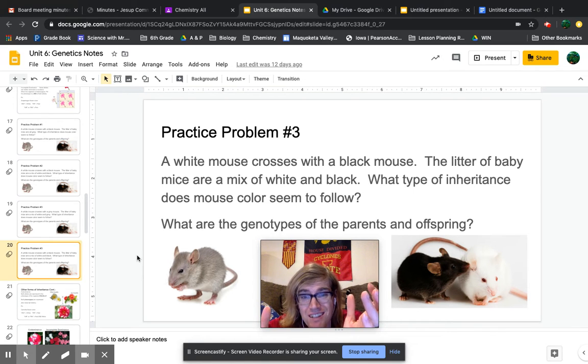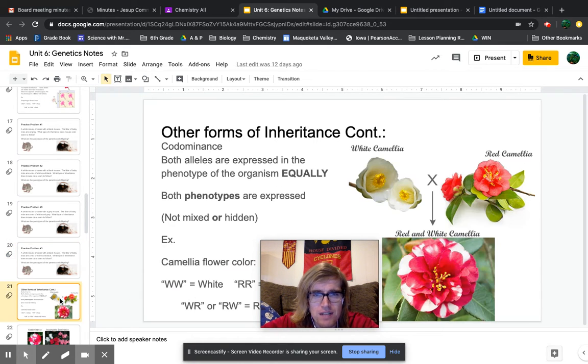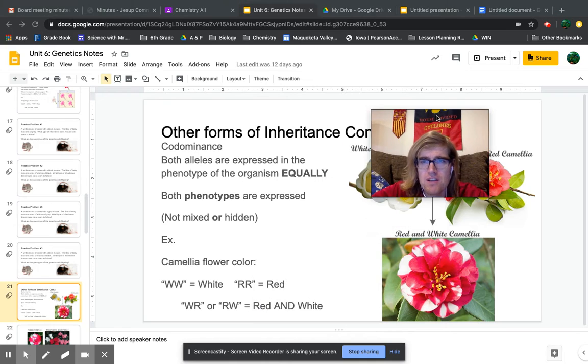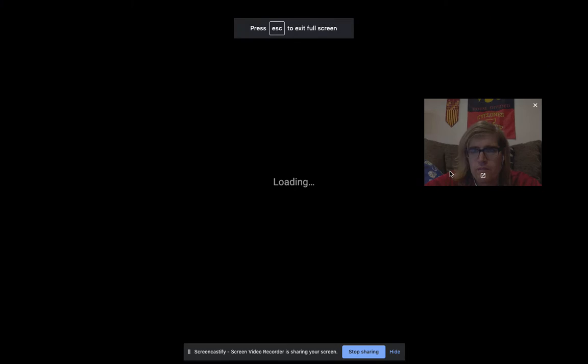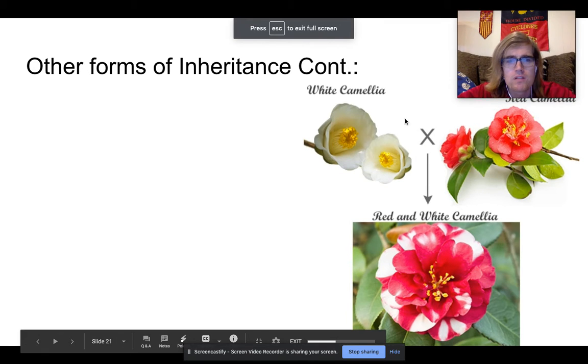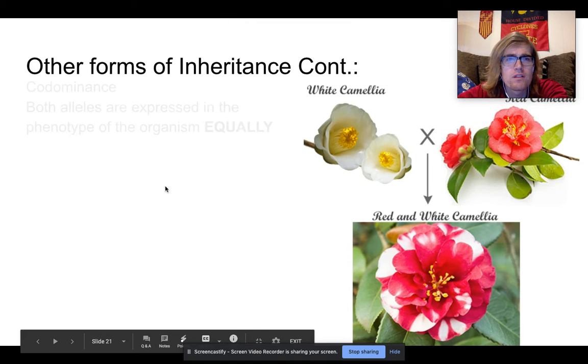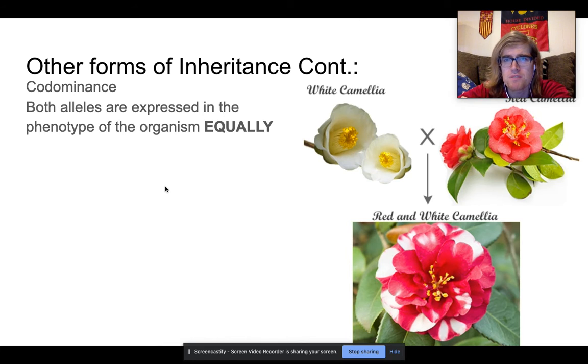All right, again, this is co-dominance. Co-dominance, and we'd have to have the black and white mice. All right, so that's where we would talk about co-dominance. In co-dominance, we of course have both alleles being expressed equally.